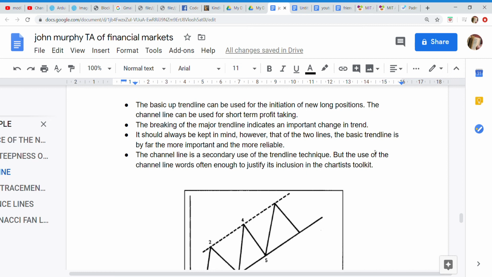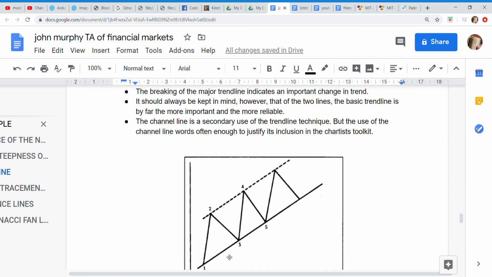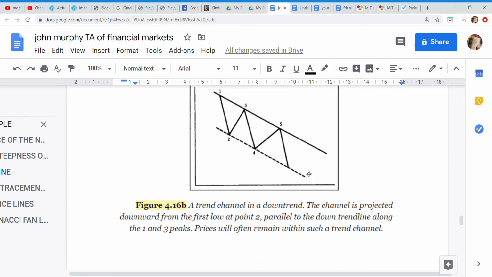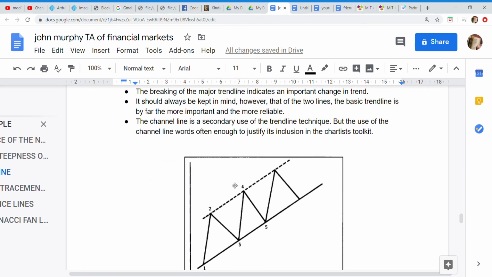The channel line is a secondary use of the trend line technique, but the use of the channel line works often enough to justify its inclusion in the chartist toolkit. So this is less important, but this is also a trend line. This is the basic trend line. This is just an addition. The trend channel in downtrend. So this is a trend channel in uptrend.